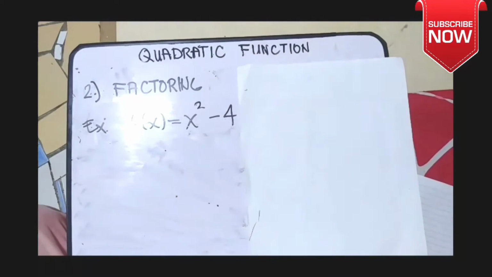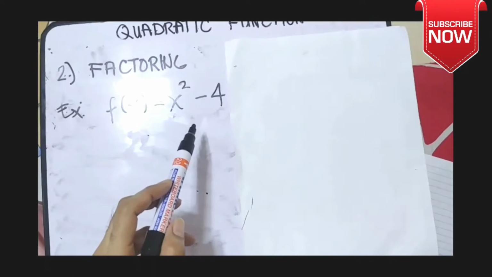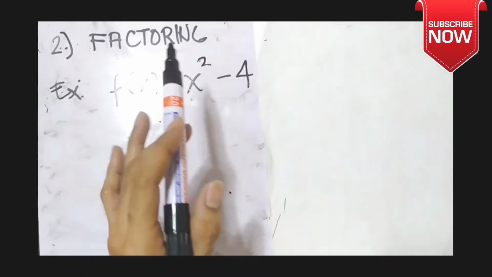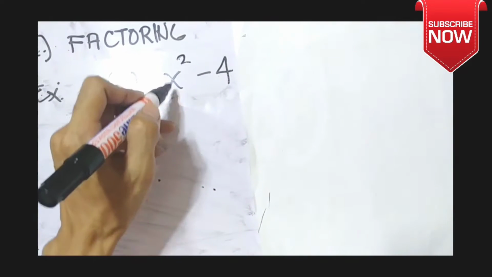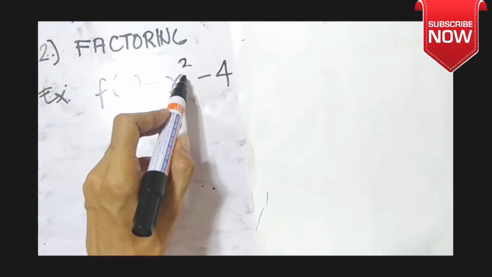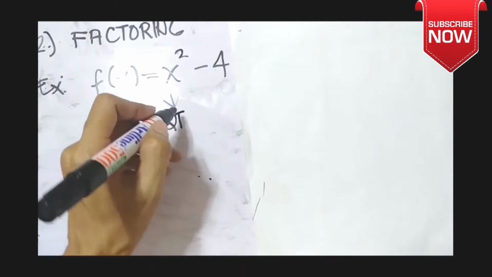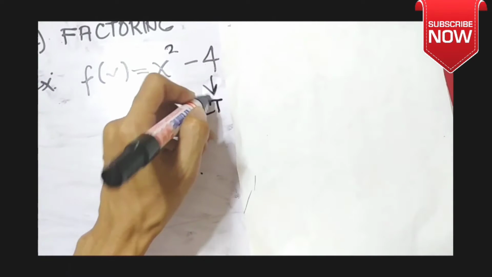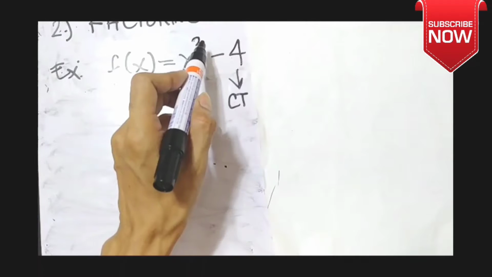Method, which is factoring. So same sample pa rin, f of x is equal to x squared minus 4. So before we proceed with factoring, let us now observe the equation x squared minus 4. Kung mapapansin natin, this equation involves only two terms. The first term, which contains the second degree, that is the quadratic term. And the negative 4, that is the constant term. At missing ang linear term, yung may bx.